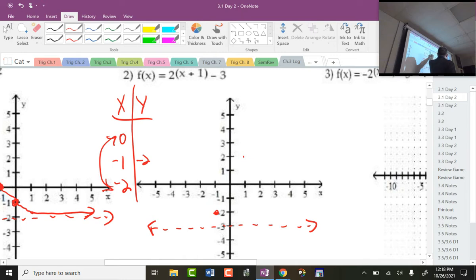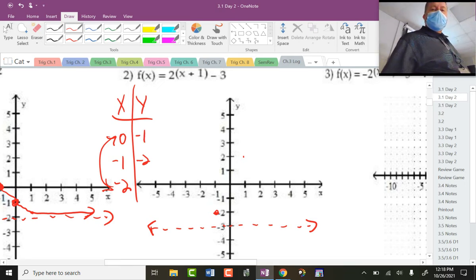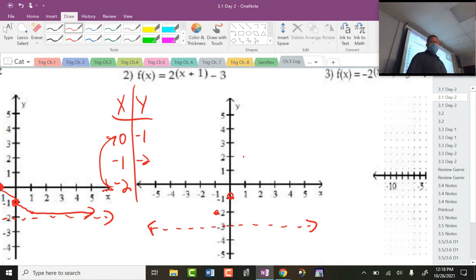Okay, so 0 is easier. 0 plus 1 is 1. What's 2 to the first minus 3? People keep making these mistakes, and these are the mistakes that are crushing students in CAT. 2 minus 3 is a -1. All right, and then -2. I'll help you out on this. -2 plus 1 is -1.